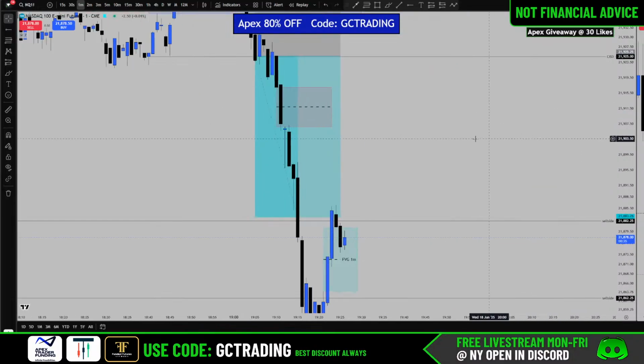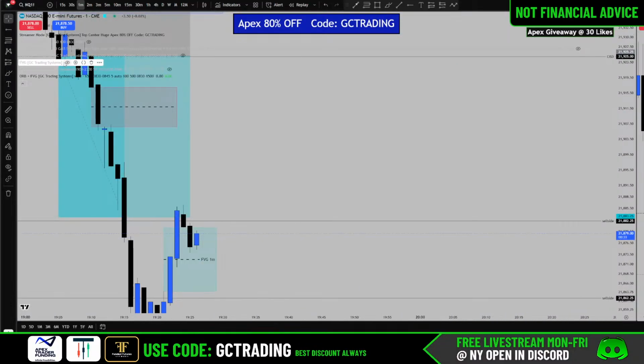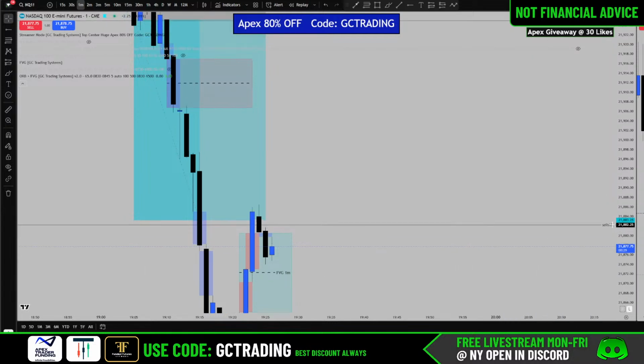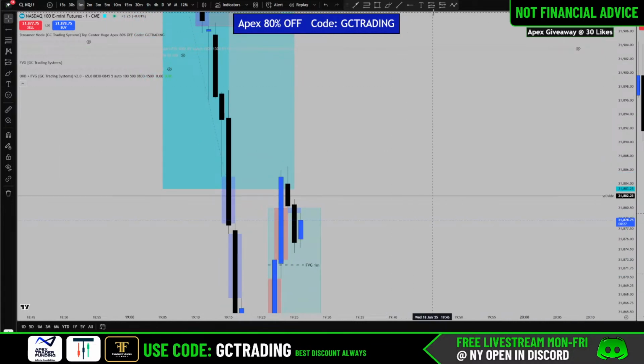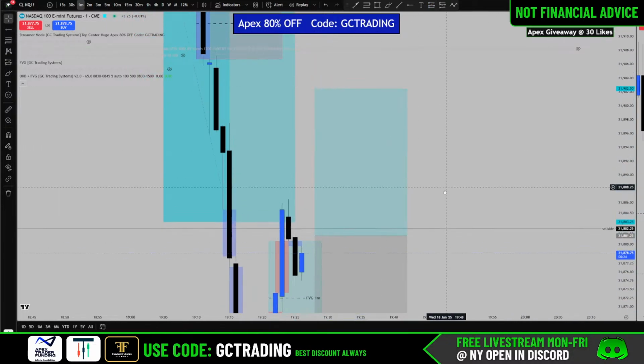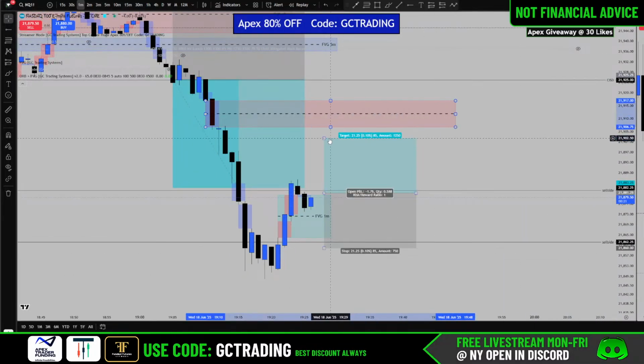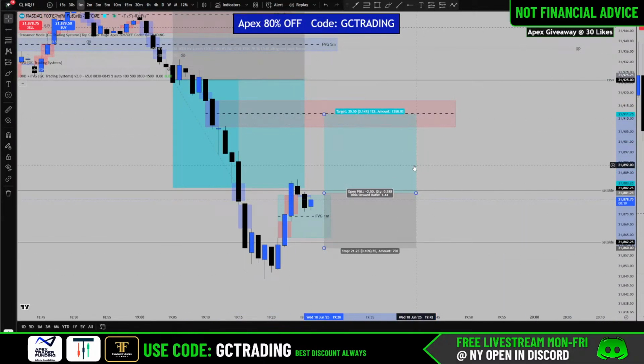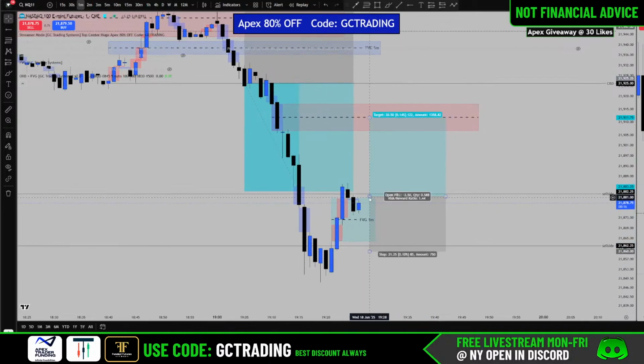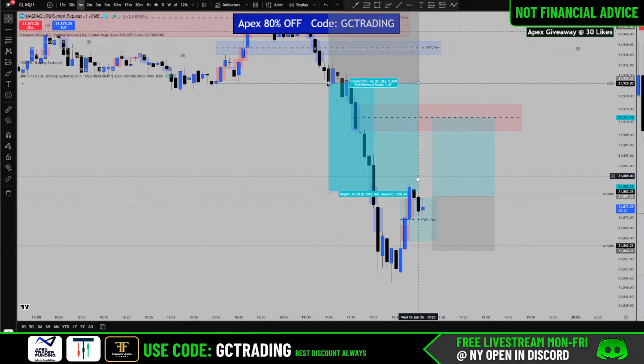Do we have a fair value gap right here? Let's turn on this indicator. We do have a tiny one. We do have a tiny inversion. So if someone did want to take that, you could take that. Where's your next fair value gap? Next fair value gap is this one up here, so you would be targeting that. Depending on where you want to put your stop, I would probably do something like that, honestly, to keep it super tight.